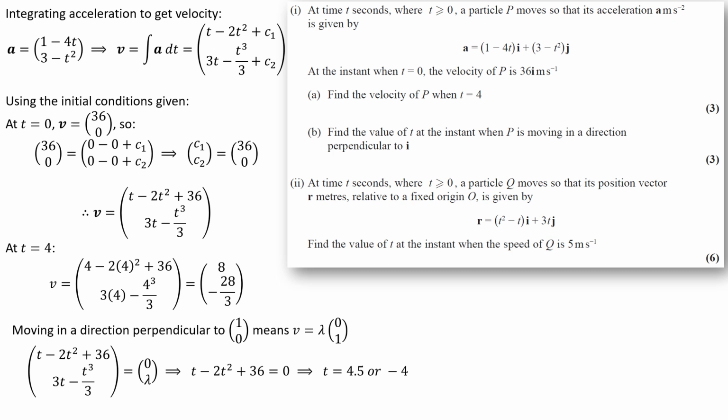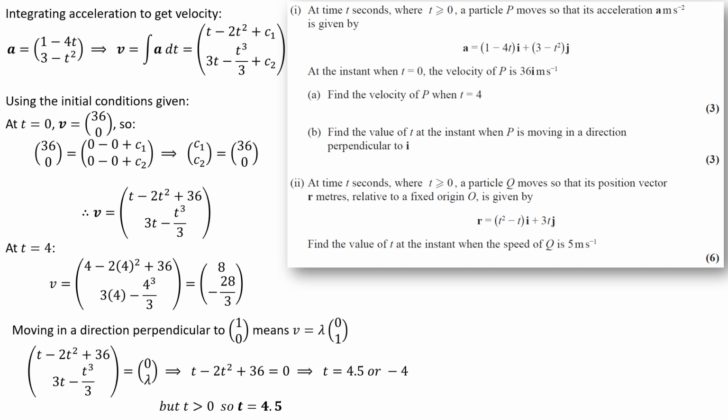If I set it equal to 0, I get two possible values of t, but of course t is a positive value because at the very beginning of the question it says at time t seconds where t is greater than or equal to 0. In other words, the motion we know about is only for positive or non-negative values of t. So the time is 4.5.